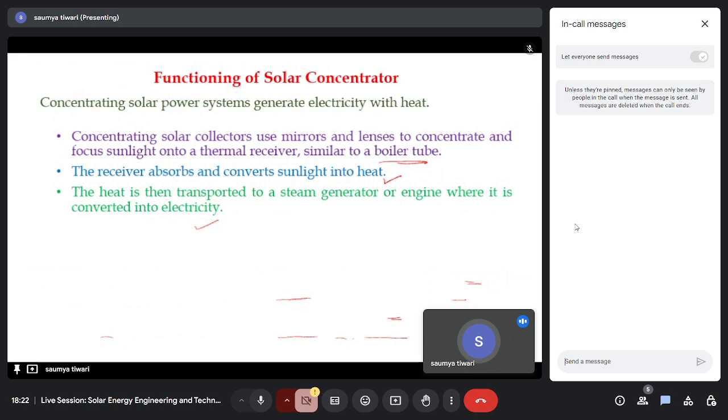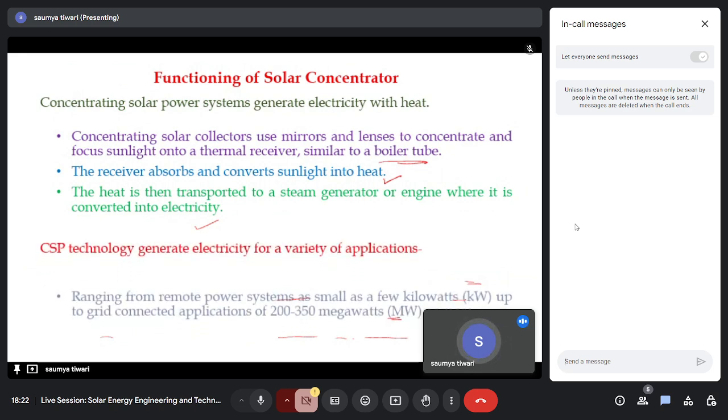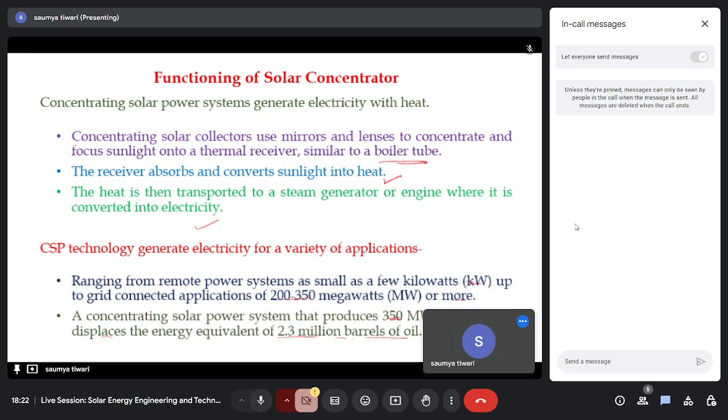Now, the functioning of solar technology. Right. So basically, as I have told previously, we have a lens or mirror used to concentrate the solar radiation onto a thermal receiver, and this receiver absorbs and converts sunlight into heat. This heat can be further utilized to generate steam in a steam generator, and it can be further converted into electricity. Now the range is from a few kilowatts to 200 to 350 megawatts, which can be in a remote power system, that can be generated by the solar concentrator.